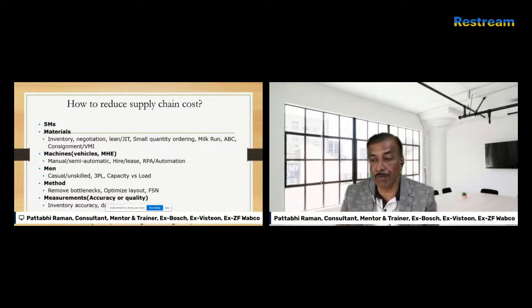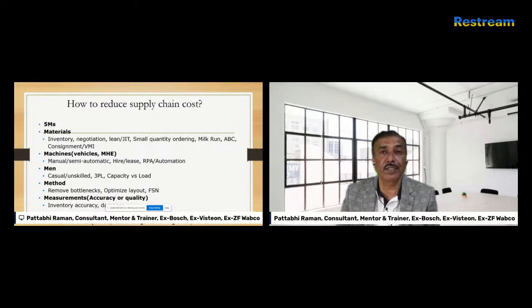Then the third M relates to men. Why do you need to employ so many employees? Do you need all these people to be skilled, or do you need only unskilled?